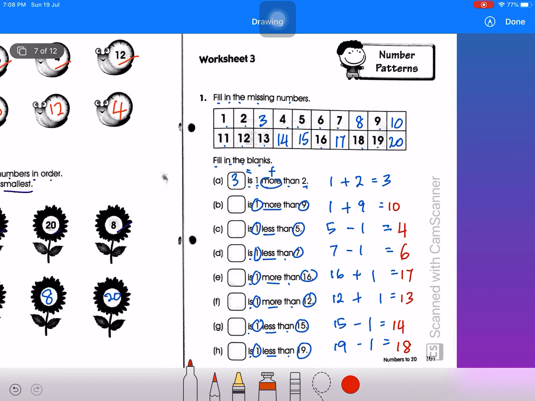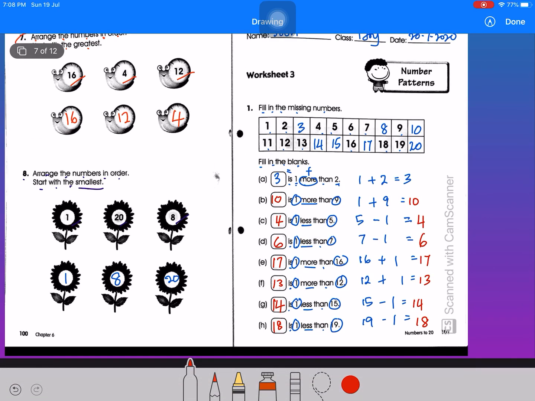So the answer is here. Then you fill in. So 10 is 1 more than 9. 4 is 1 less than 5. 6 is 1 less than 7. 17 is 1 more than 16. 13 is 1 more than 12. 14 is 1 less than 15. And 18 is 1 less than 19. Okay, done.